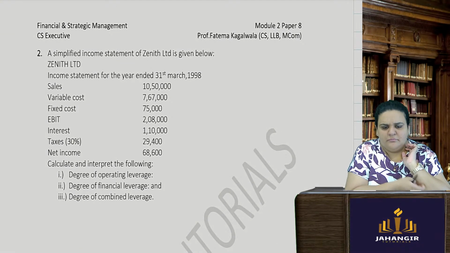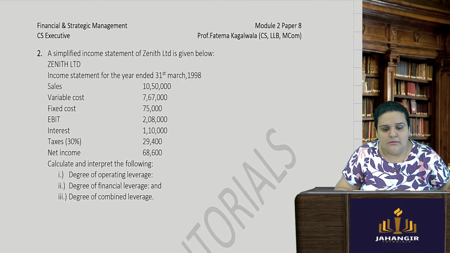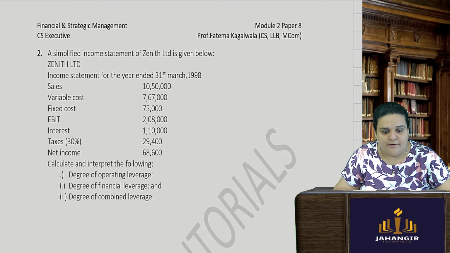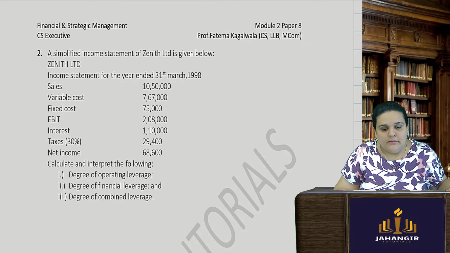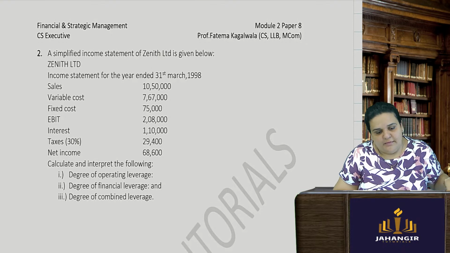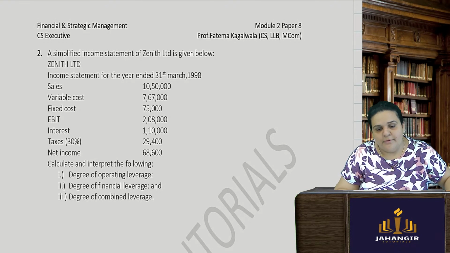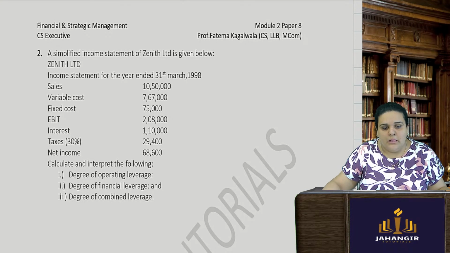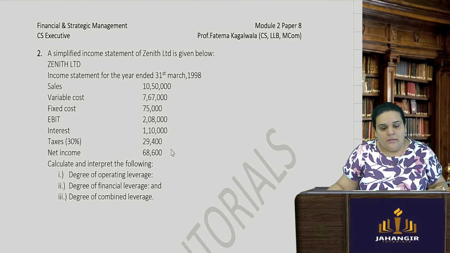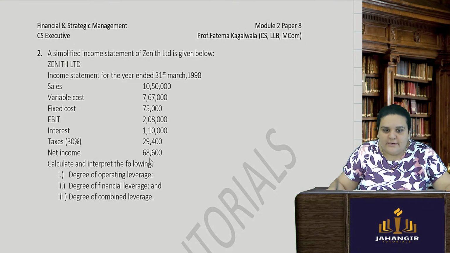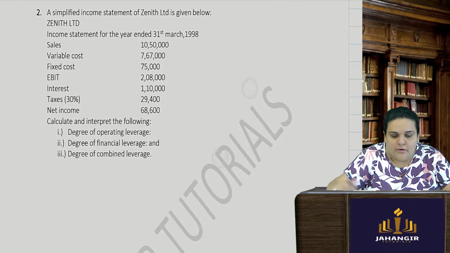Now see here, very easy again for practice purposes. There is an income statement which they have already prepared for us for Zenith Limited. Sales is 10 lakh 50. There is a variable cost of 7 lakh 67,000. We have the fixed cost. They have given us EBIT. They have also given us interest, tax and net income. They are telling us to calculate and interpret the following: degree of operating leverage, degree of financial leverage and degree of combined leverage.